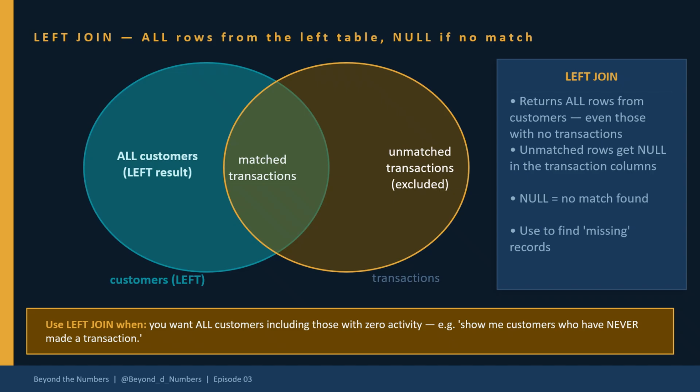You will use left join when you want all customers, including dormant ones. When you want to find absence of data, not just its presence. So here's the pattern. Left join, then filter where the right table column is null. We'll see this in query 2 shortly.